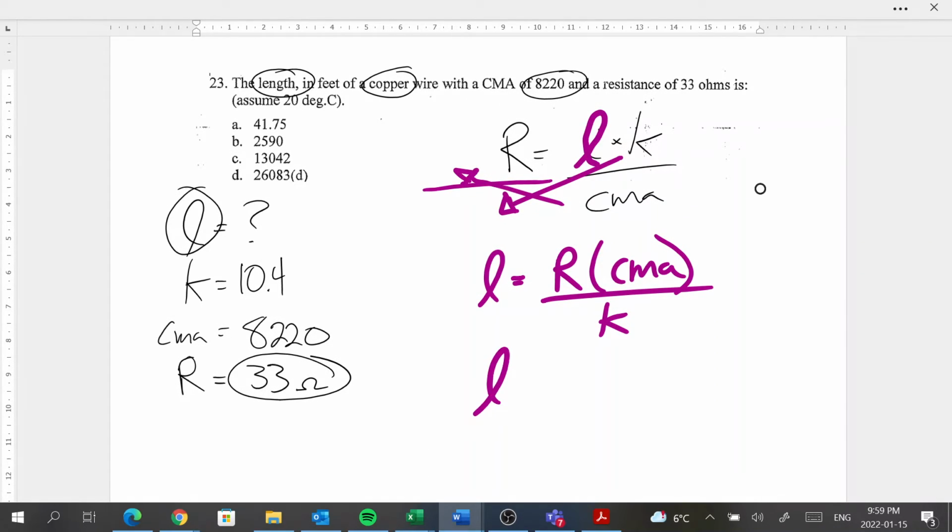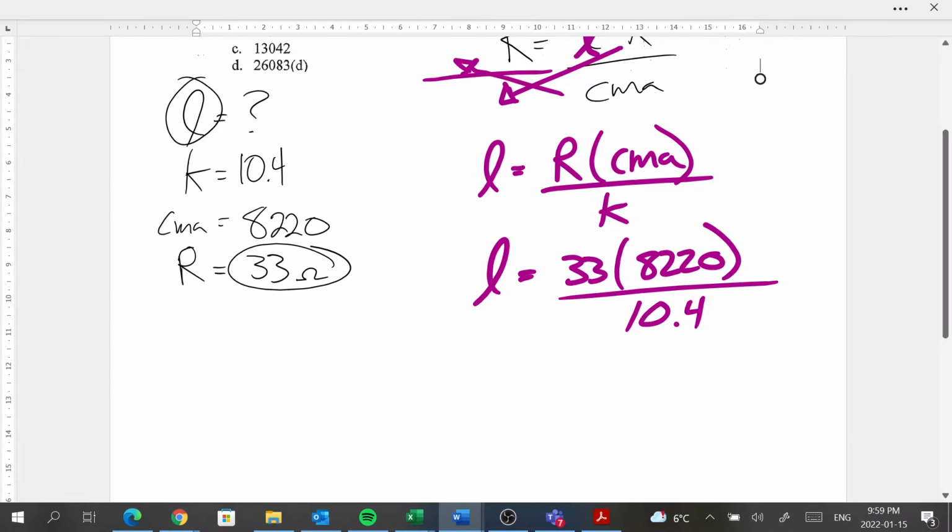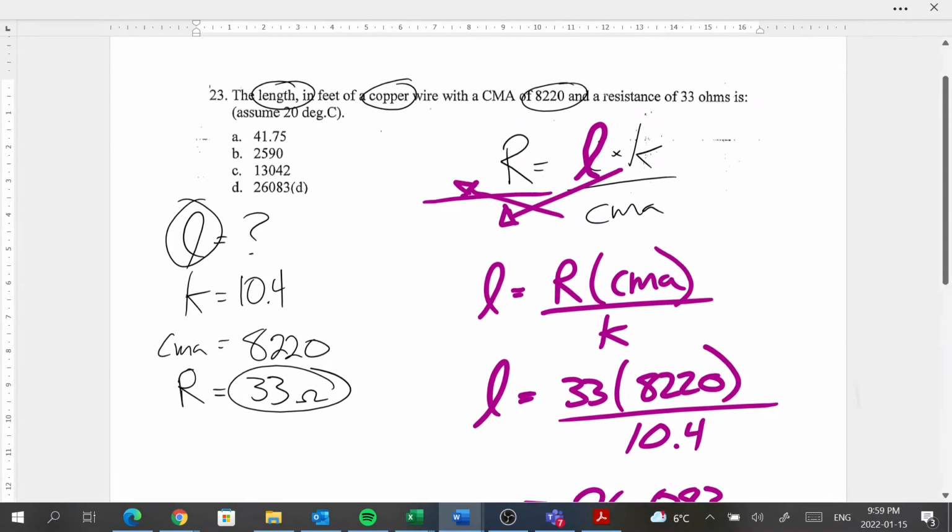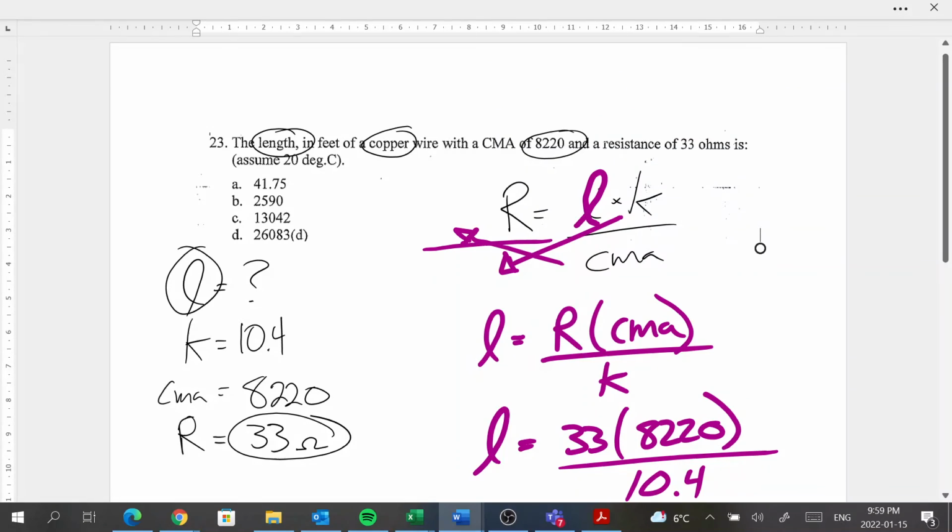So now it's just a matter of filling in our values that we know. So 33 times 8,220 divided by 10.4, which is going to give us a length in feet of 26,083. And so, like we hypothesized, the length is going to be very large, and the answer is D.